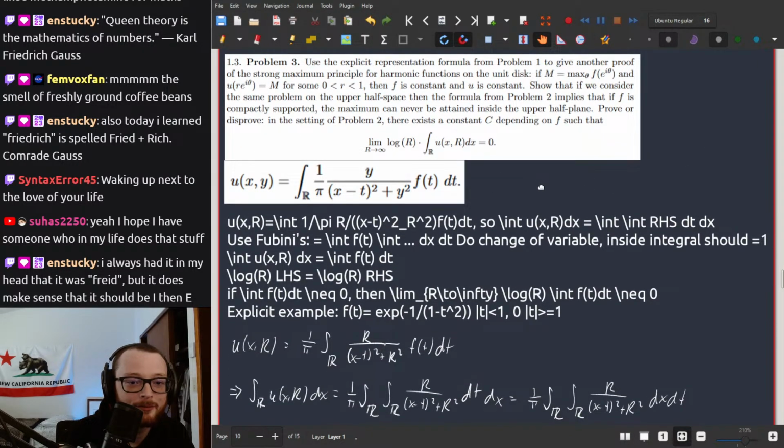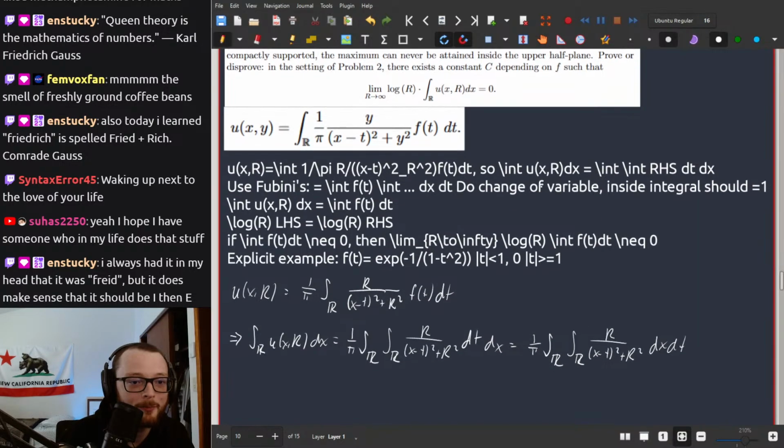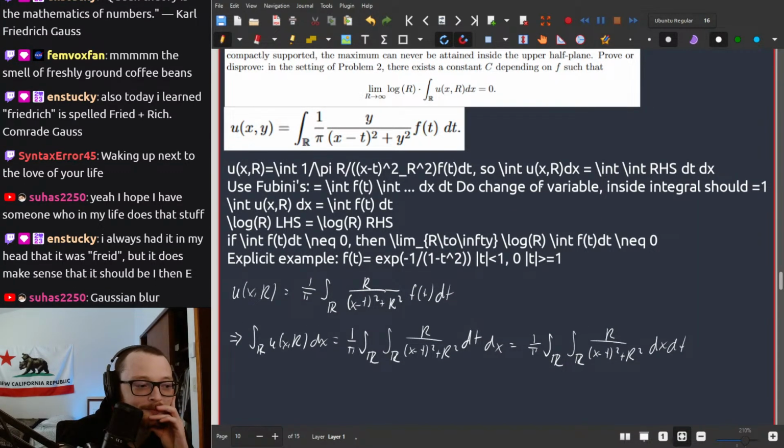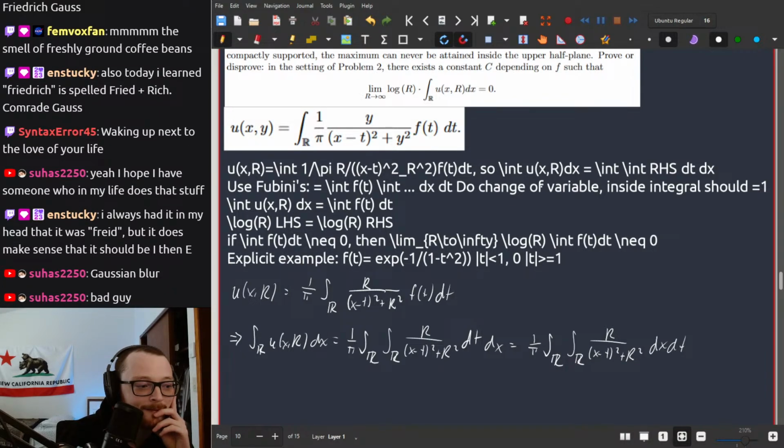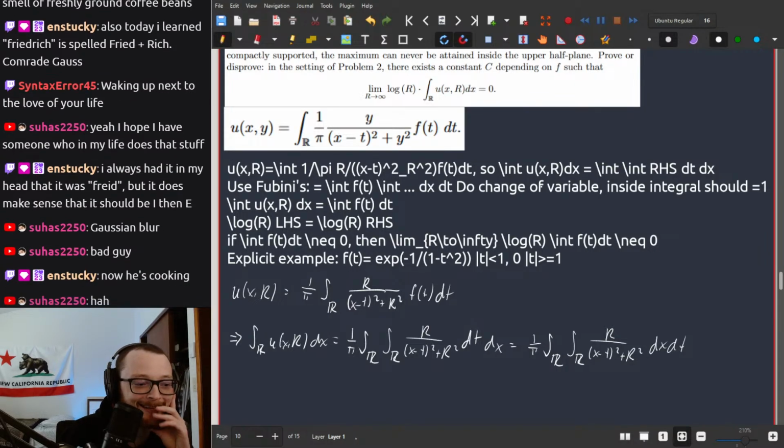Wait, what problem am I doing? Oh yeah, I'm doing the third part of the problem. Okay. Gaussian blur. Yep. Now he's cooking.